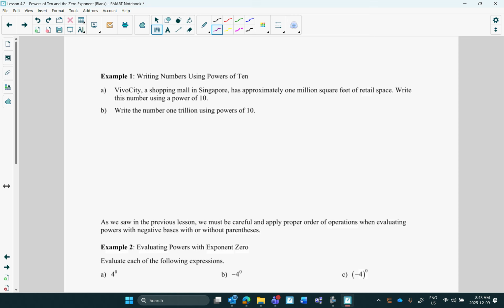We have a shopping mall in Singapore that has about 1 million square feet of retail space. Pretty big mall. The IKEA in Winnipeg, I think, is 500,000 square feet. I went and measured it. How do I write 1 million using the power of 10? 10 to the power of 6.